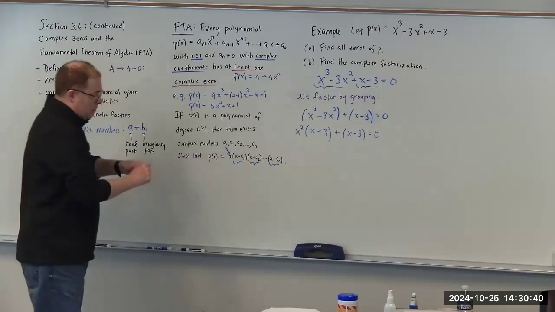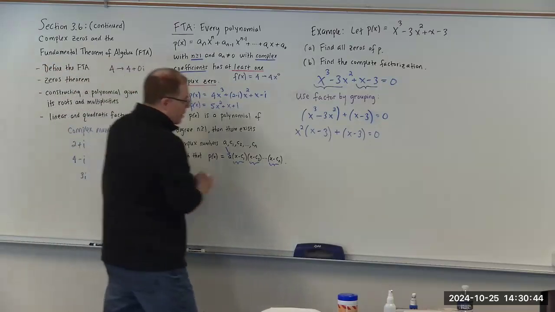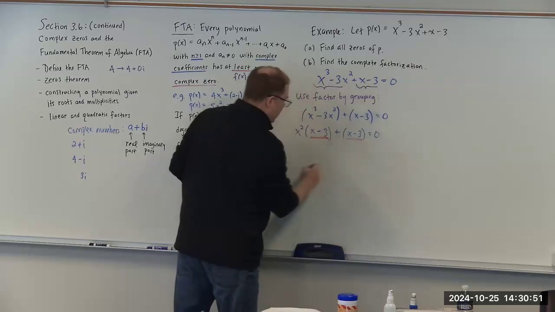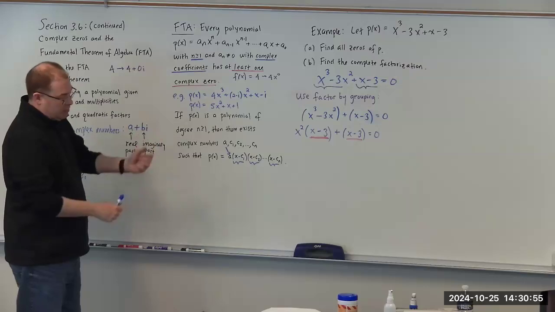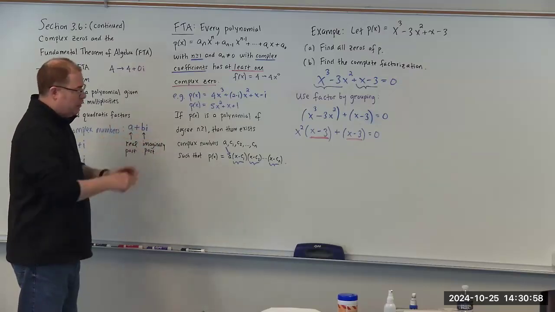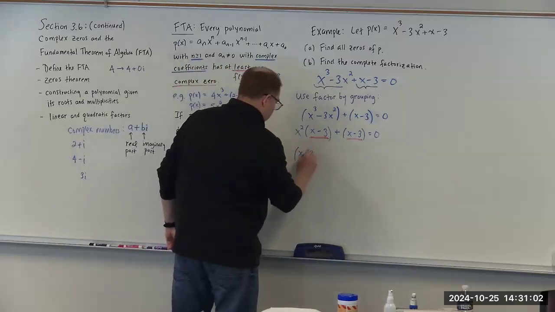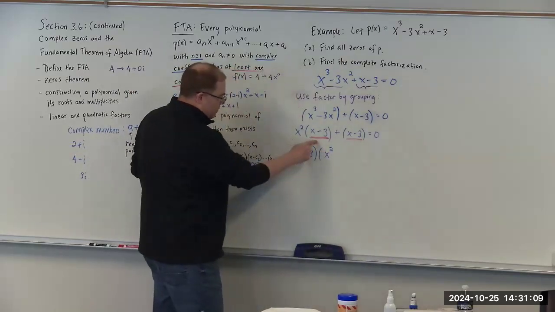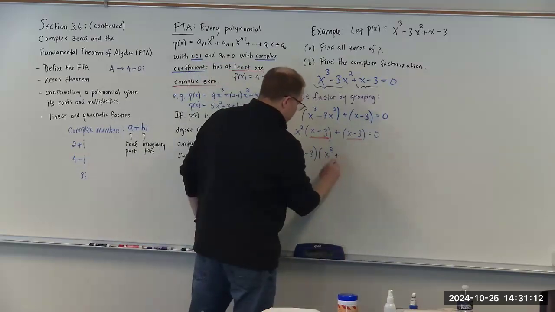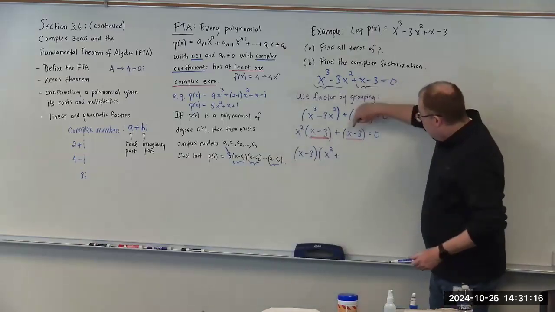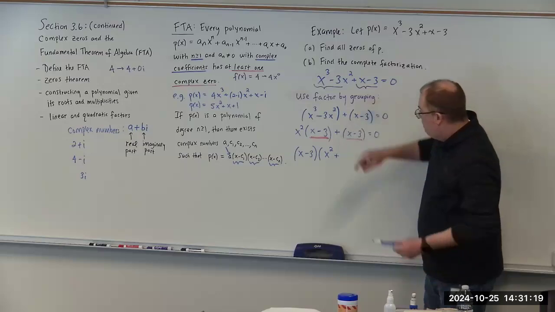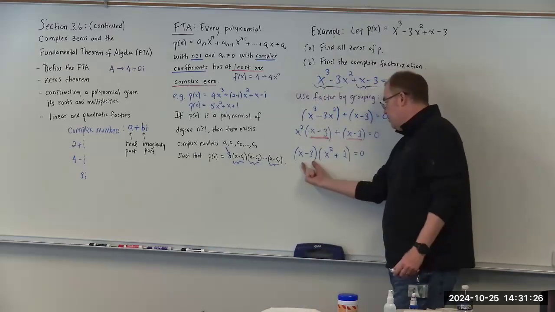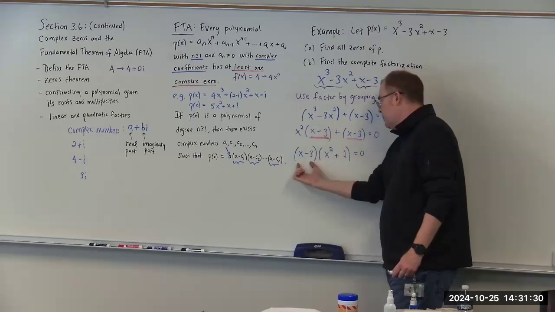Now, if you look back, we have a common factor right here. This factor appears here and it appears here. So we can factor an x minus 3 out from each term. We get x minus 3 times x squared, and because we're taking out this factor, we have to replace it with something, so we put a 1 here. Now x minus 3 times x squared gives us this, and x minus 3 times 1 gives us this.